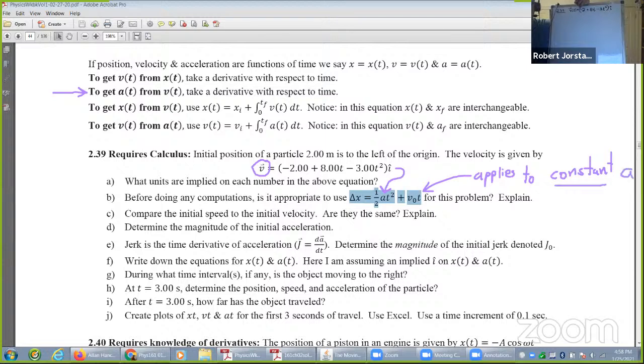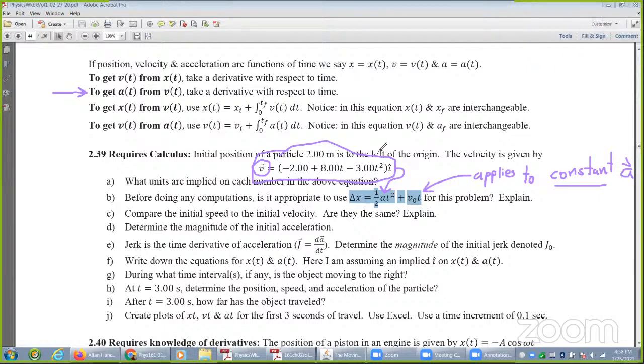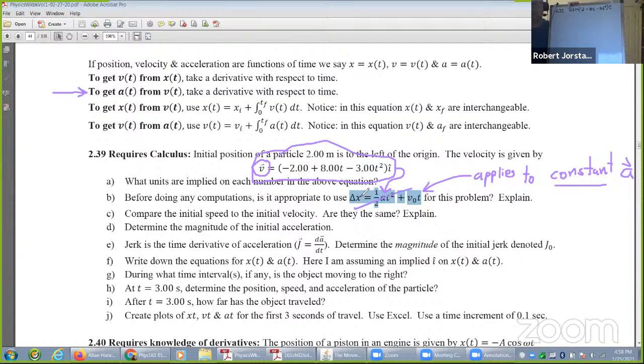And just look, if you take the derivative of this, the first part of what Jacob said was true. You could take the derivative. When you take the derivative, will it be constant? Will it be a number? Or does it have t's in it? It has t's in it. So a is not constant. Don't use this equation. That equation is great if acceleration is constant.